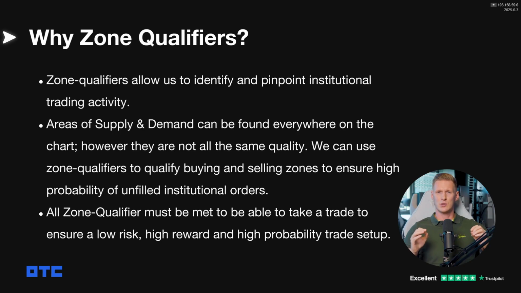By now, you have learned how to identify supply and demand zones. But the next logical question is this: how do we distinguish between mediocre and good zones? After all, not all zones are created equal. That's where zone qualifiers come in. Zone qualifiers enable us to evaluate and validate zones, ensuring that we focus only on high probability areas where unfilled institutional orders are most likely to exist.